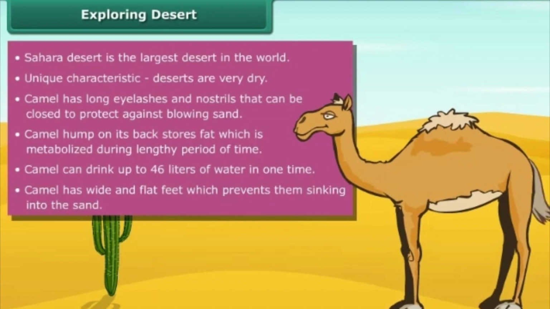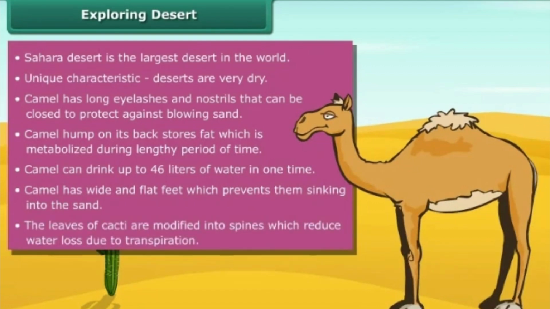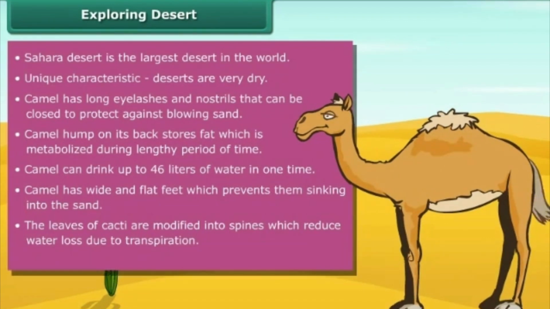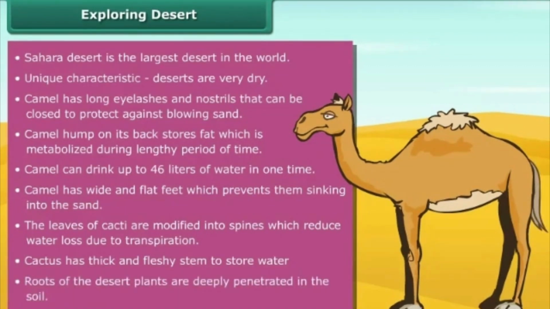Similarly, plants like cacti also show various adaptations to survive in dry and hot environments. The leaves of cacti are modified into spines, which reduce water loss due to transpiration. Cactus has a thick and fleshy stem to store water. Roots of the desert plants penetrate deeply into the soil to absorb water.